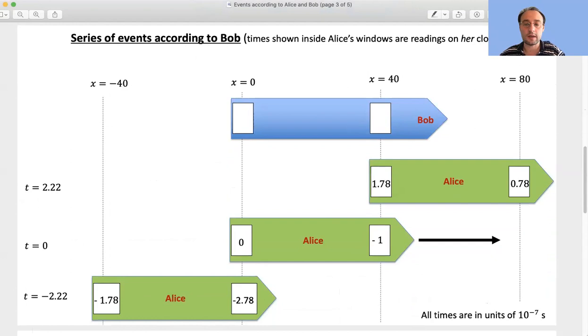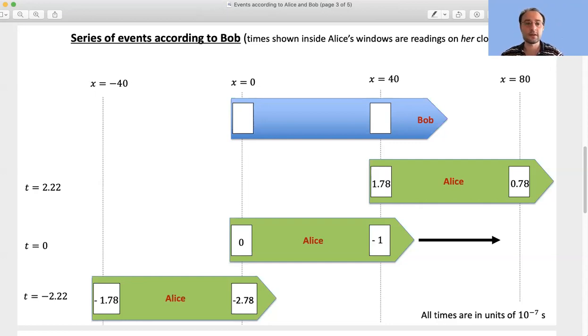So this is from Bob's perspective. x and t are his coordinates in time. So the columns are his ruler markings and the rows are the values of time of special snapshots. What are the special snapshots? Well, I should go in the other order. When her front window is aligned with his back, then when her back window is aligned with his back, and then when her back window is aligned with his front.